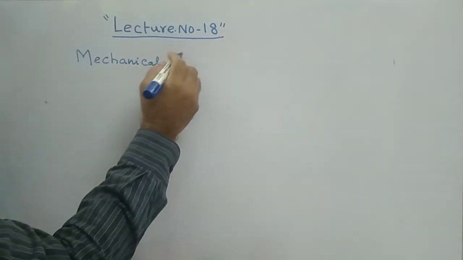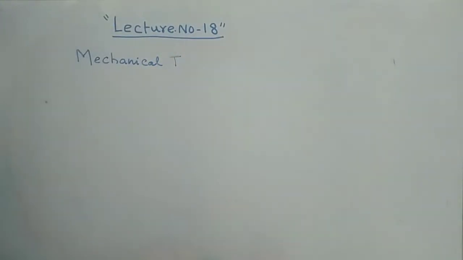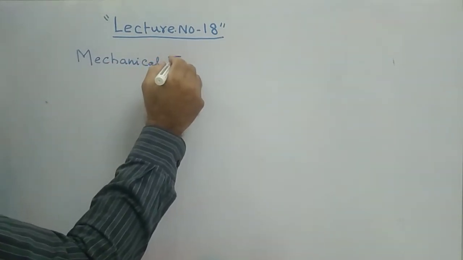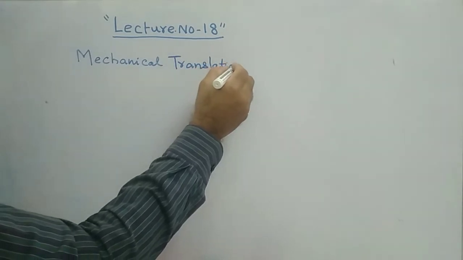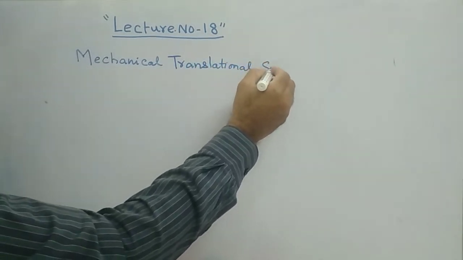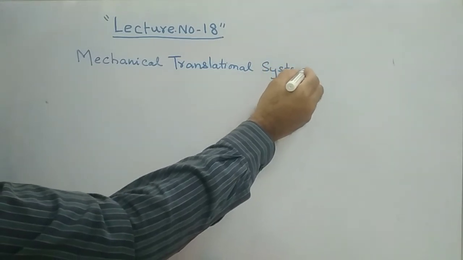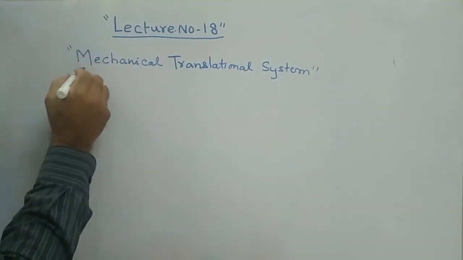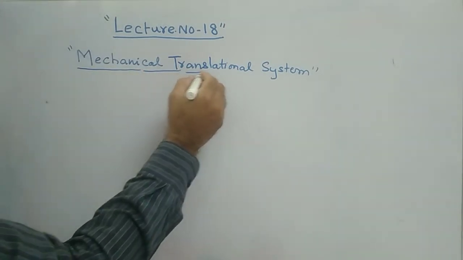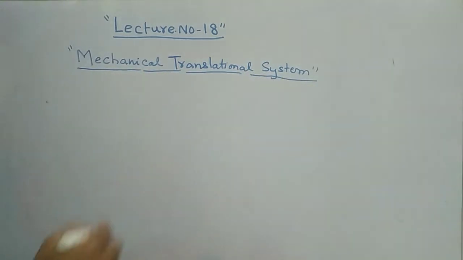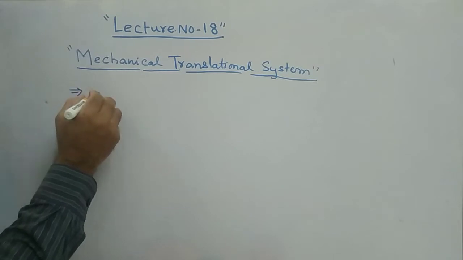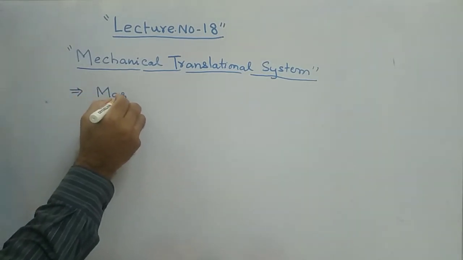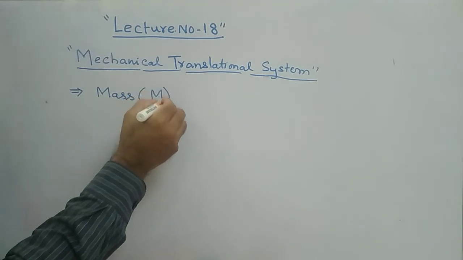Mechanical translational system. This is what we have seen in our last lecture. In which again we have seen there are three basic important elements. What are those? The first element is the mass element, that is mass, and it is denoted by the letter M.